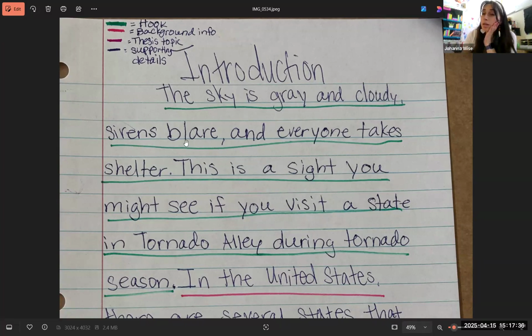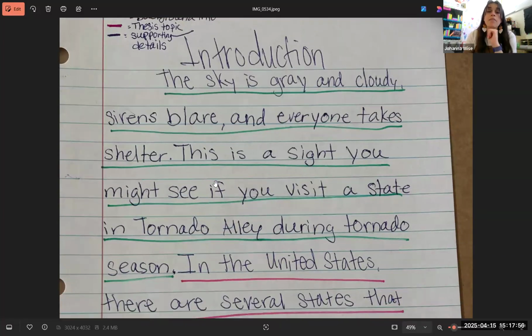The word blare means that it's ringing really loud. So the sirens are blaring, they're ringing very loud so everyone can hear. And then I listed it with everyone take shelter because first you see gray and cloudy skies, the sirens blare, and then that signals that you need to go take shelter.